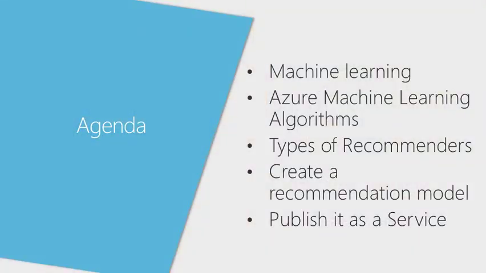First, let's see what we're going to see today. We're going to see what is machine learning for those of you who don't know it. We're going to see some Azure Machine Learning algorithms. We are going to see the types of recommenders. Recommender is the thing we are going to create today. We're going to create a recommendation model, and then we're going to publish it as a service so it can be used as an API from third-party tools and applications.